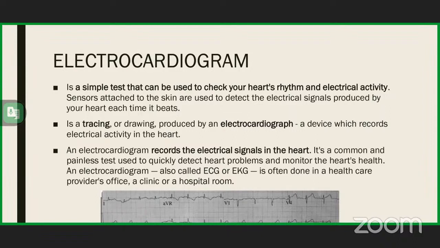Okay. Electrocardiogram. It's a simple test that can be used to check your heart's rate and electrical activity. Sensors attached to the skin are used to detect the electrical signals produced by your heart each time it beats. It's a tracing or drawing produced by an electrocardiograph, a device which records electrical activity in the heart.